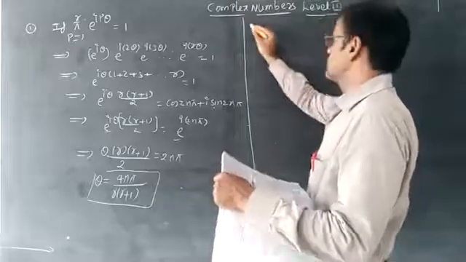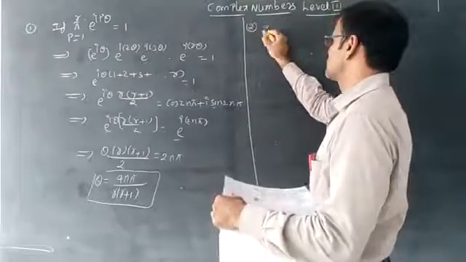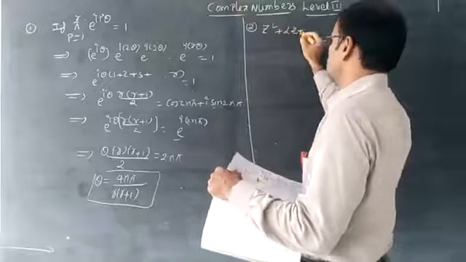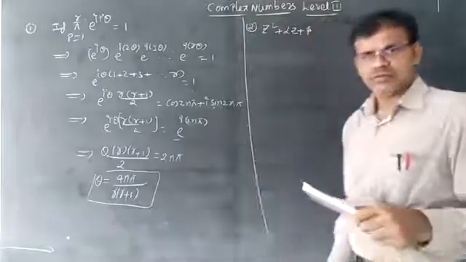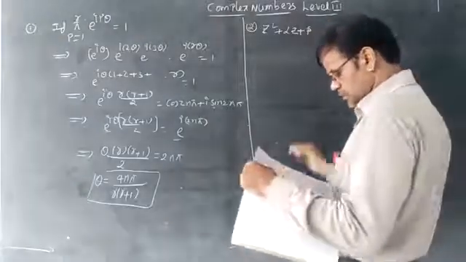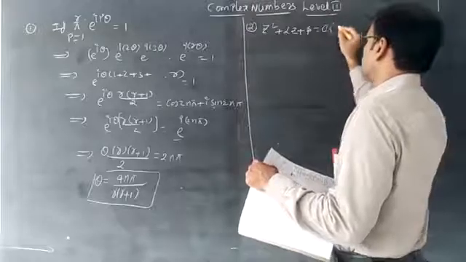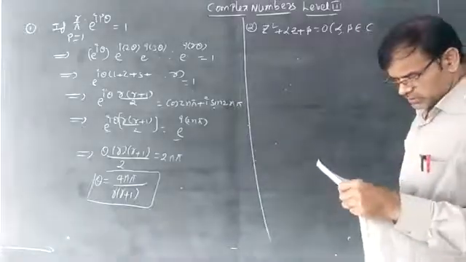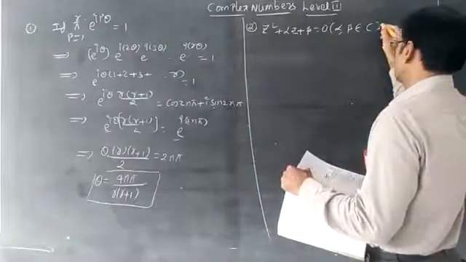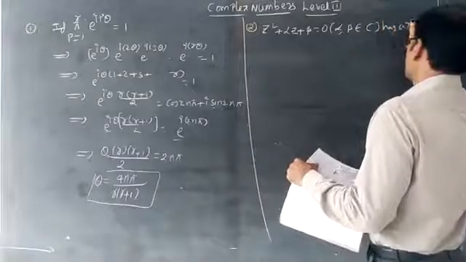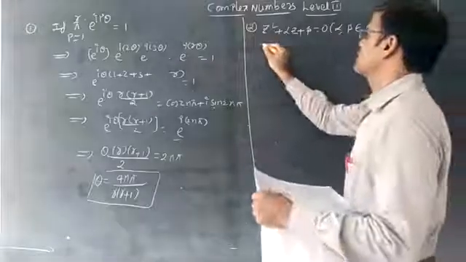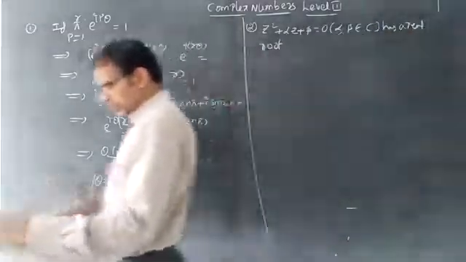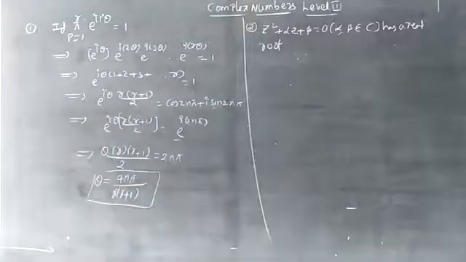Second question. z square plus alpha z plus beta is equal to 0, alpha comma beta are complex numbers, has a real root. Meaning this z square plus alpha z plus beta has a real root, where alpha, beta are complex numbers.